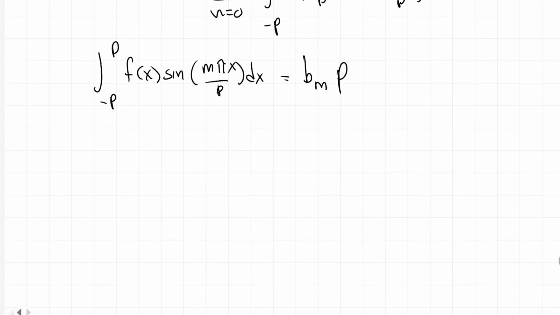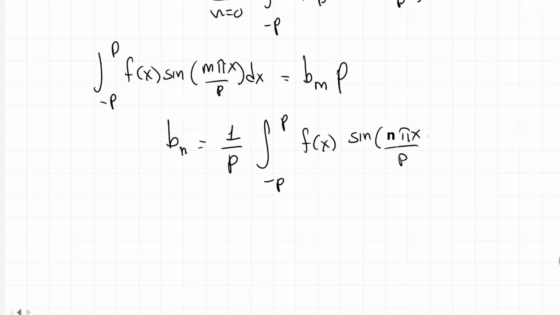Perfect. Again, switching the m by the n, we are going to get that b sub n is equal to 1 over p, the integral from negative p to p of f of x sine of n pi x over p dx. Perfect. So this is the third Euler-Fourier equation to build the Fourier series.